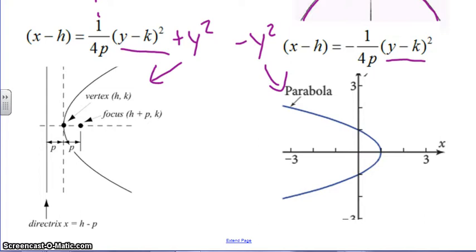Okay, and the p again means the same thing. It's the distance from the vertex to the focus and the vertex to the directrix. And again, the directrix is the perpendicular bisector of the axis of symmetry. Okay, so let's take a look at some examples.